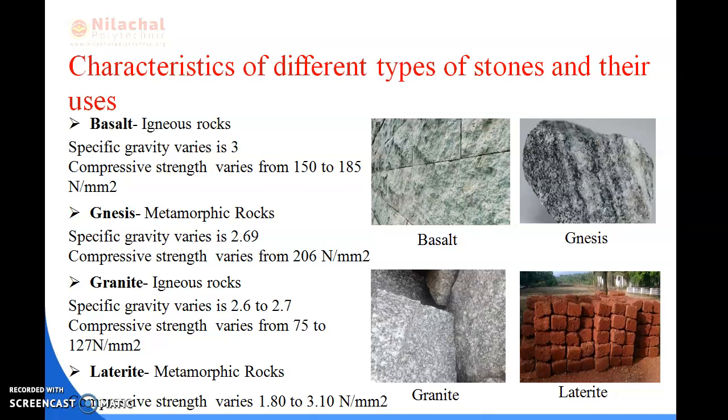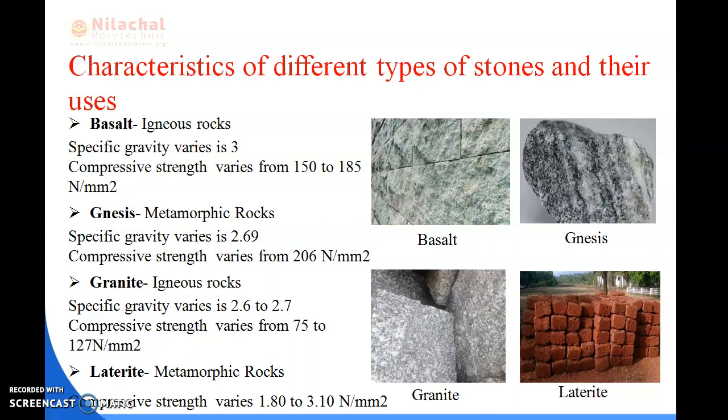Okay, you have been taught this in your previous subjects. We don't have any unit in our specific gravity. Then next is the compressive strength of gneiss, which varies up to 206 Newton per millimeter square. Okay, and it is mainly used in our street paving, rough stone masonry work, foundation work, etc.